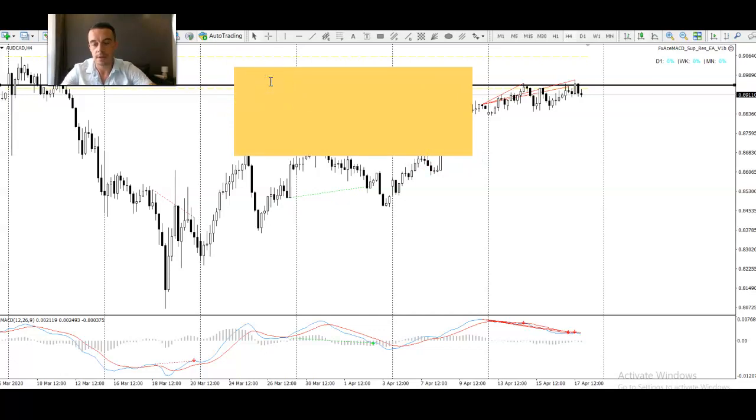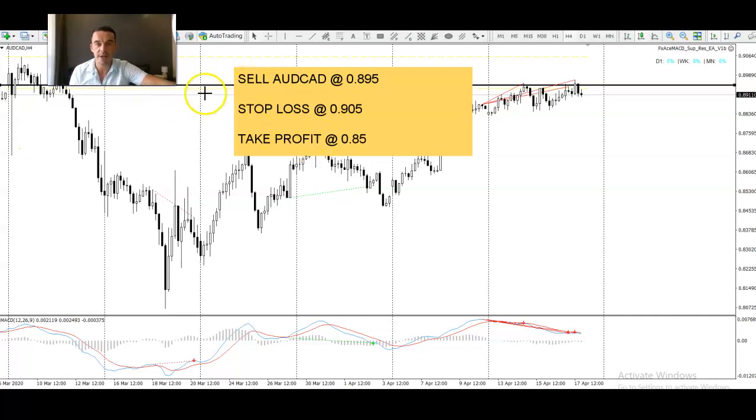So sell Aussie CAD at 0.895. Stop loss is going to be 100 pips, so stop loss at 0.905, and take profit, we're going to go for a 450 pip take profit at 0.85. So pause that now, type that in. That is your free signal for the week.